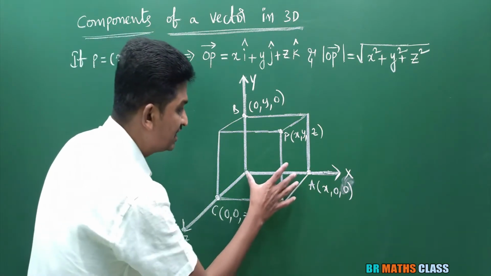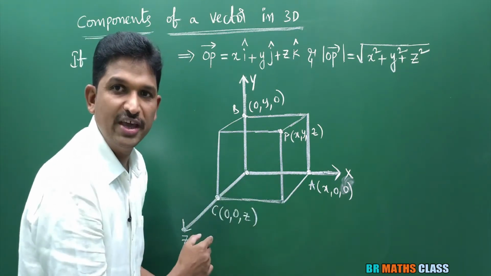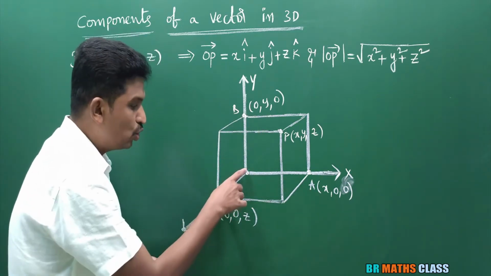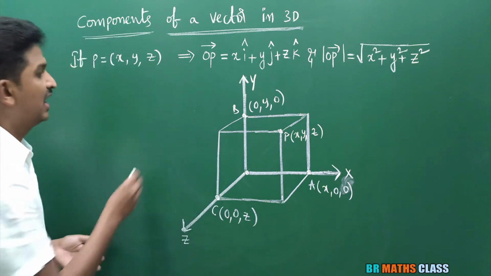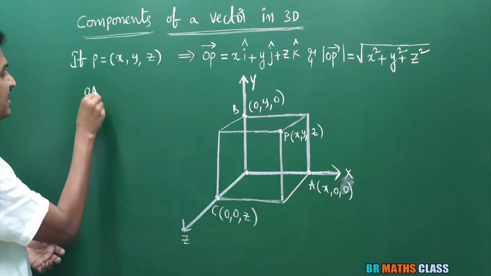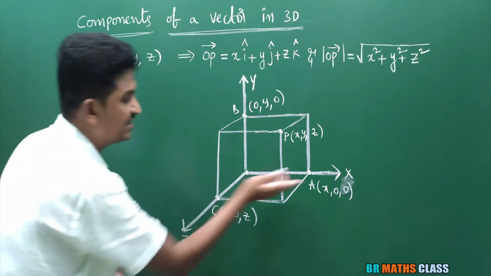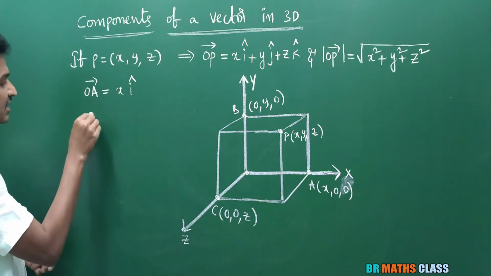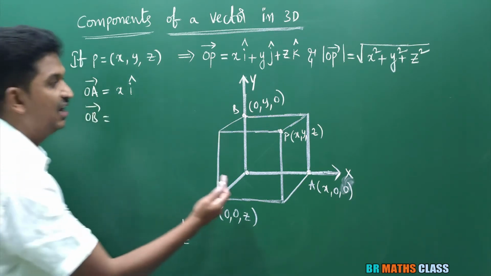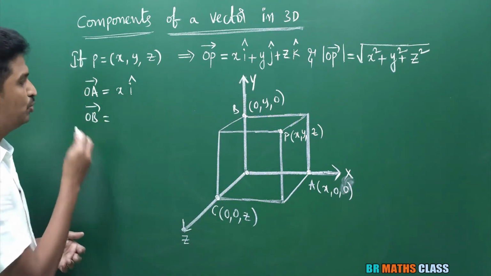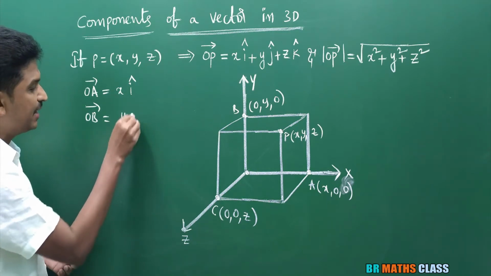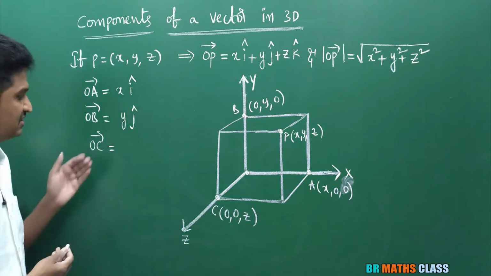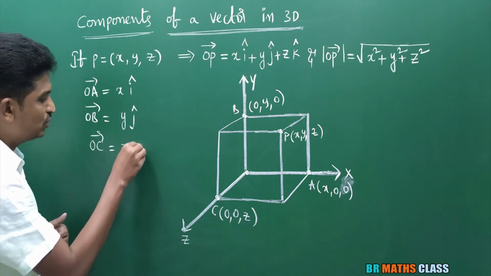This tells you the length OA. What is length OA? OA is x. The length OB is y. The length OC is z. So as you know, the length OA is x and OA bar is along the x-axis, so OA bar can be written as x i cap. The length OB is y and OB bar is along the y-axis, so OB bar can be written as y j cap. OC is z and OC bar is along the direction of the z-axis, so OC bar can be written as z k cap.